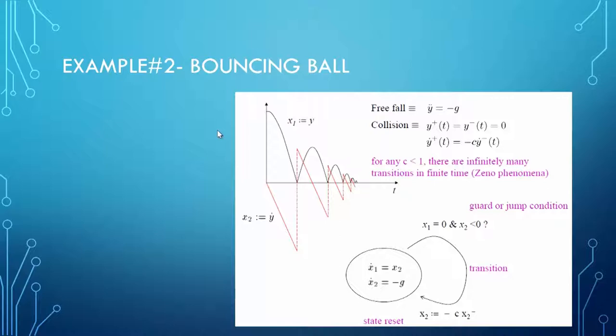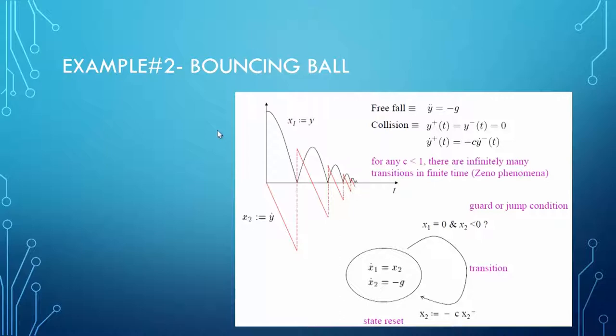Okay. And what happened after it hit the ground? There is some discontinuous behavior, which is a collision, right? y minus means the position before you hit the ground, and y plus means the position after you hit the ground. Okay, but they are equal because plus and minus is just a small difference.